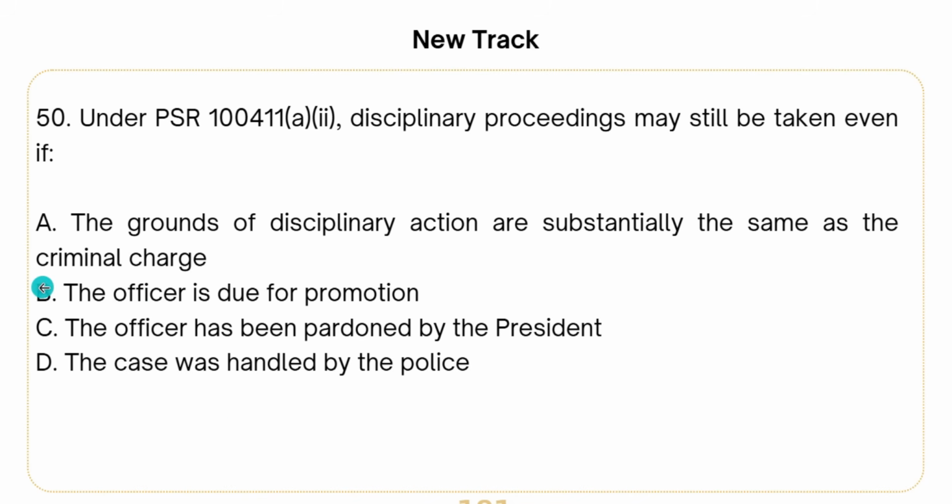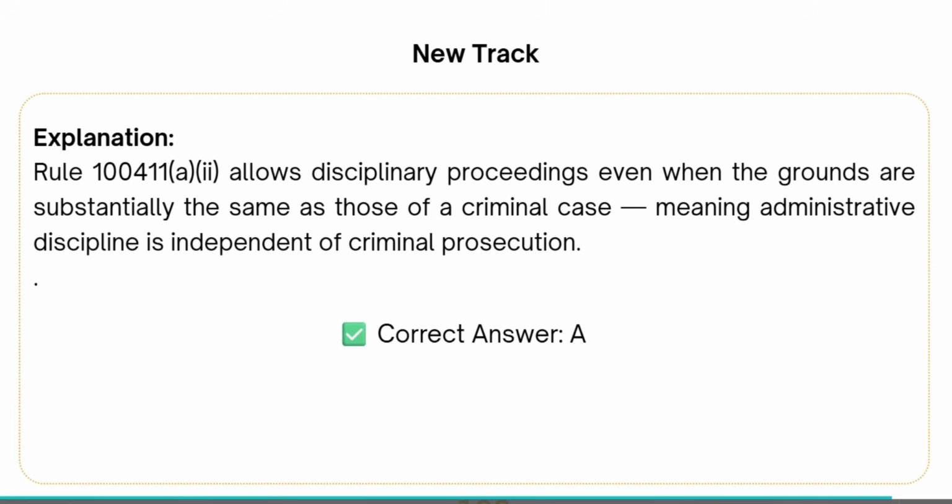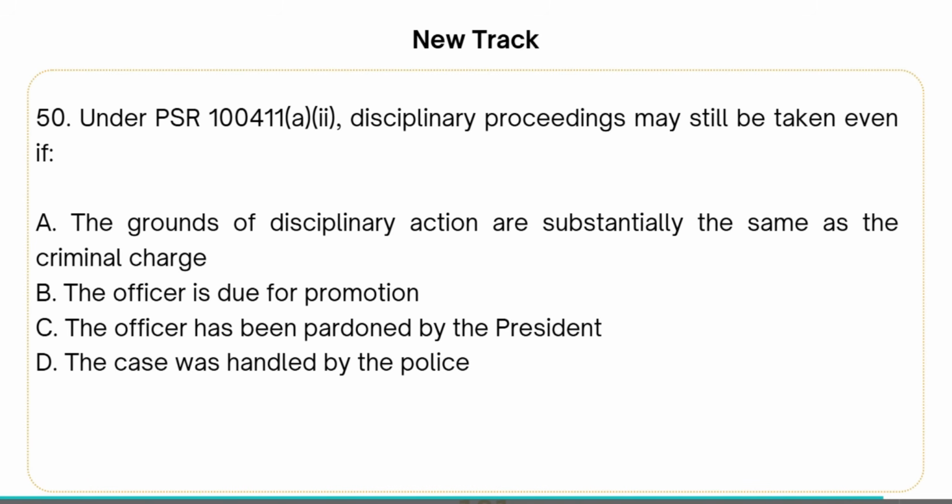So, if the criminal charge has been established and the ground of disciplinary action is the same as that of the criminal charge, disciplinary proceedings may still be taken according to the PSR rule. The explanation says that the PSR rule allows disciplinary procedure even when the grounds are substantially the same as those of a criminal case, meaning administrative discipline is independent of the criminal prosecution. So the right option is option A.